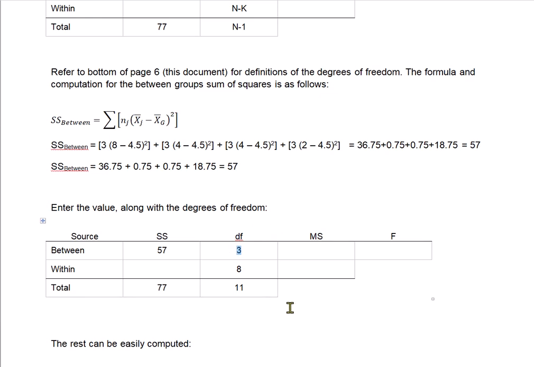You can see that I've also put in my degrees of freedom. K minus 1, we had 4 groups. So K minus 1, K is the number of groups, 4 minus 1 is 3. The within groups is N minus K, and so that's 12 is the total N for this hypothetical experiment. 12 minus 4 is 8, and then 12 minus 1, which is N minus 1, 12 minus 1 is 11. And you can see that these also have the additive property. 3 plus 8 equals 11.